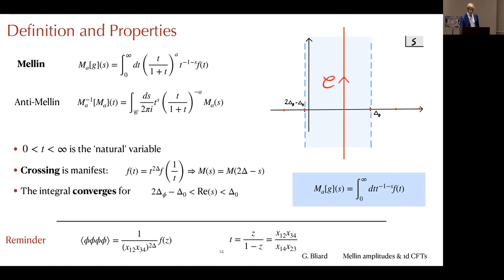For this talk, I'm going to be setting A to 0, but bear in mind that through different values of A, we have a whole family of Mellin amplitudes that we can define, and several of them have different and useful properties. In this case, we have a convergence of the integral between these two values.